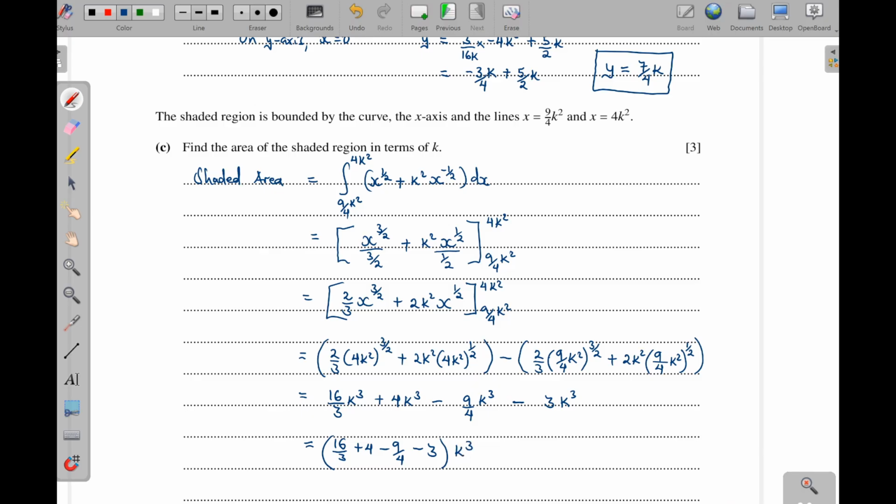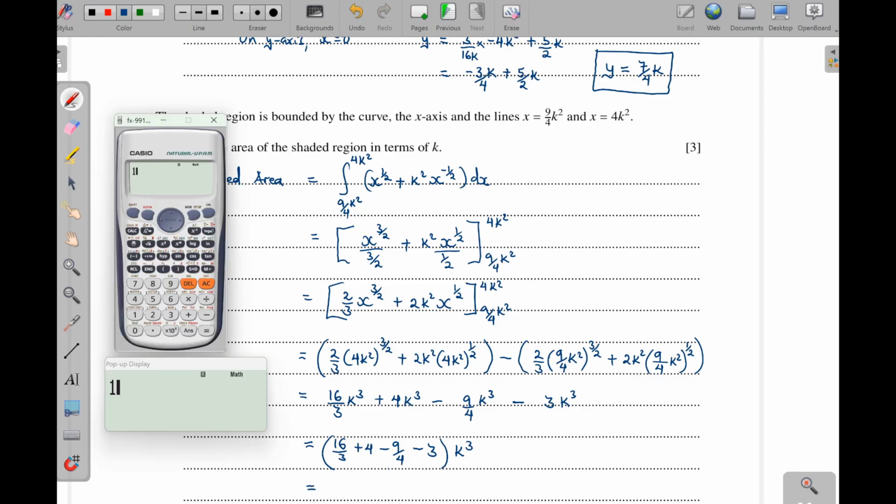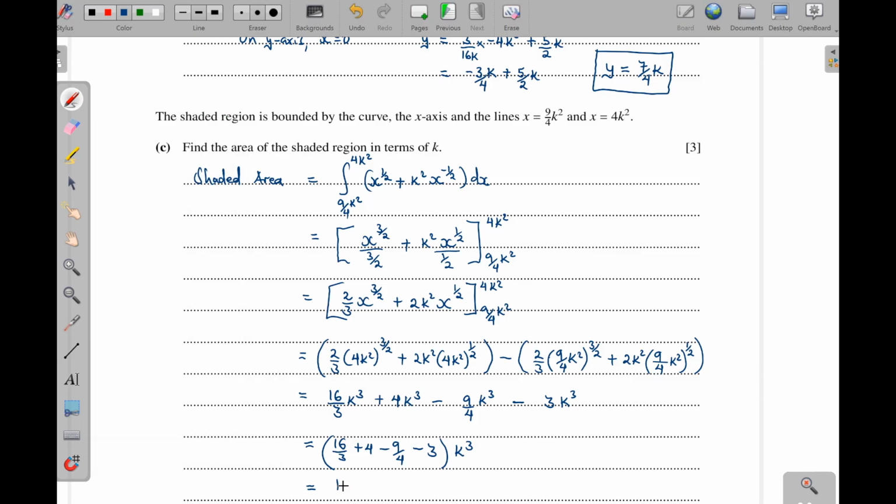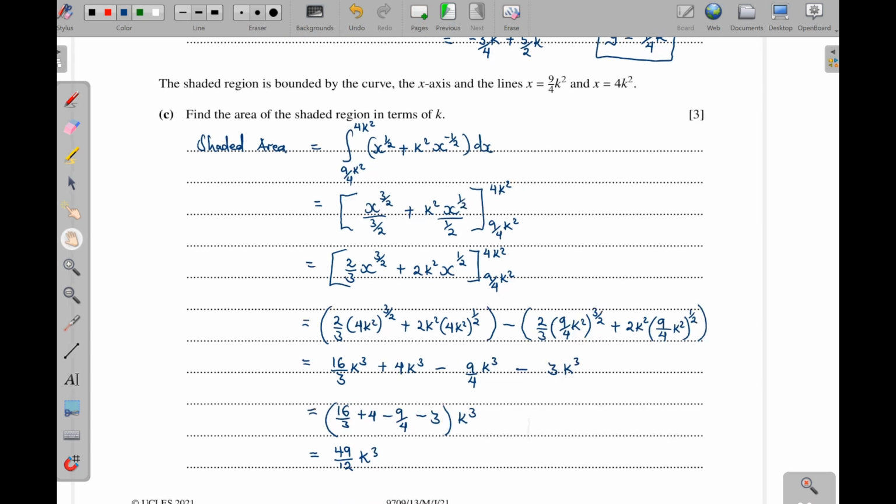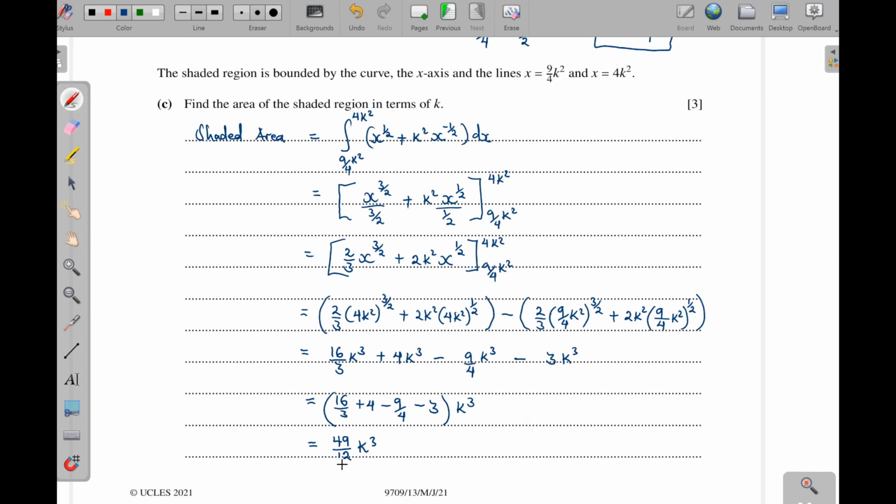They all have the k cubed. So this one gives us what as a fraction? 16 out of 3, then plus 4 minus 9 over 4, then minus 3. This one gives us 49 over 12. 49 out of 12 of k cubed. And I will leave it exact, just like that.